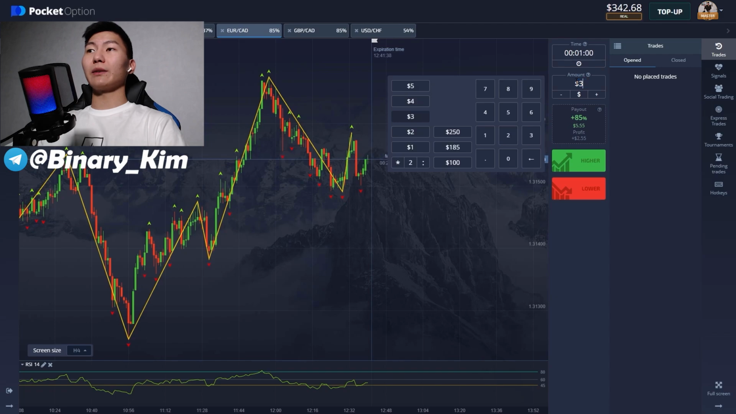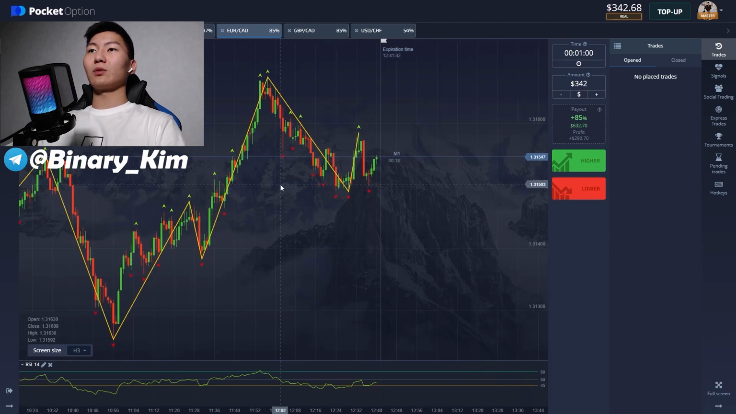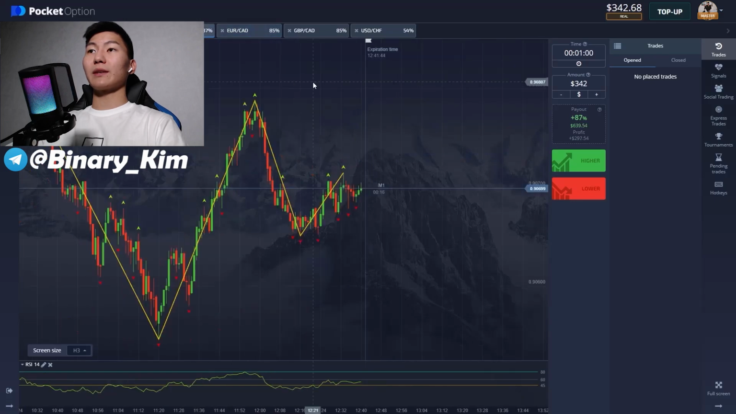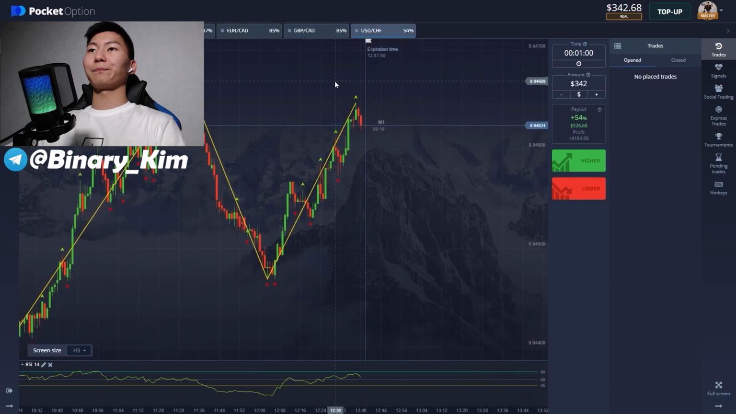We got $300 on our balance. It took us a few minutes to get such a result. And let's find another currency pair for the most successful trade entry.